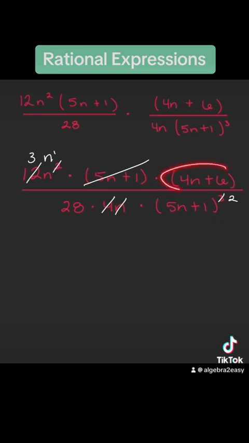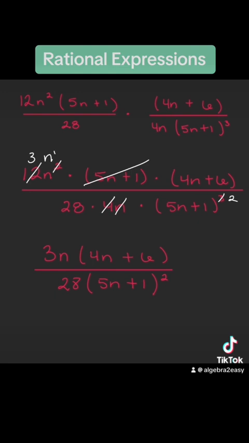I don't see 4n plus 6 down here in the denominator. I'm going to go ahead and clean up my numerator. I have 3n, the 5n plus 1 is gone, and I still have the 4n plus 6. And now my denominator, I have the 28 still, and I have 5n plus 1 squared. So now it's just a matter of, is there anything else I can simplify?